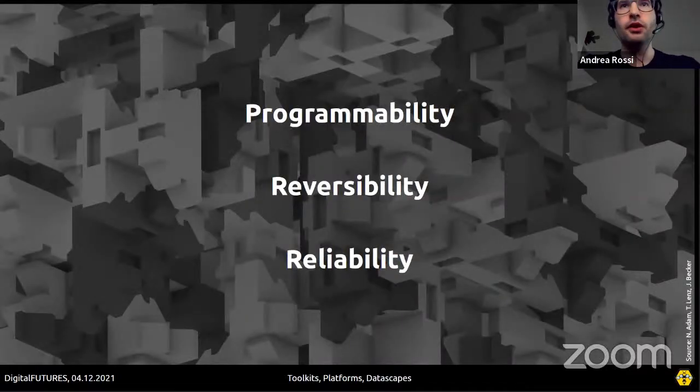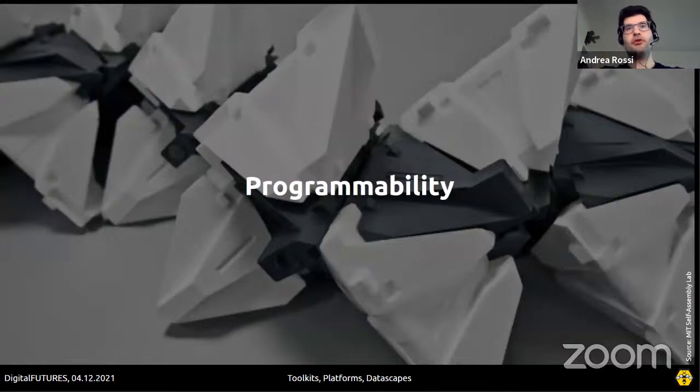And once again, when we talk about digital materials, we're talking about three different fundamental characteristics that define them. The first one being programmability, the second one being reversibility, and the third one being reliability. And what does that mean? What does that mean when we talk about programmability?